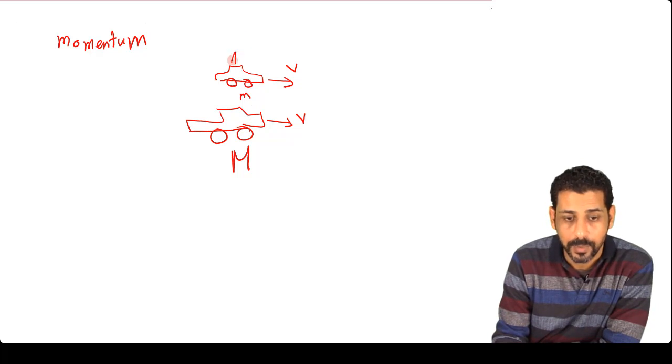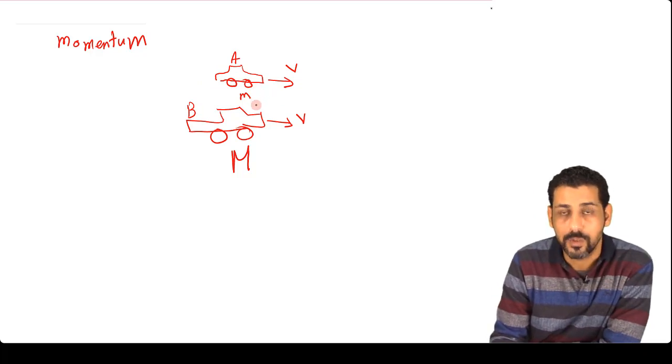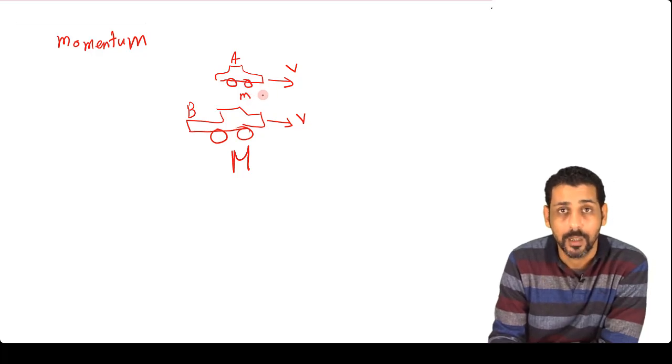Which one here is easier? We have car A and car B. Which one is easier to be stopped? Of course, the one which has a smaller mass is easier to be stopped, if both have the same velocity. So the smaller mass is easier for us to stop.